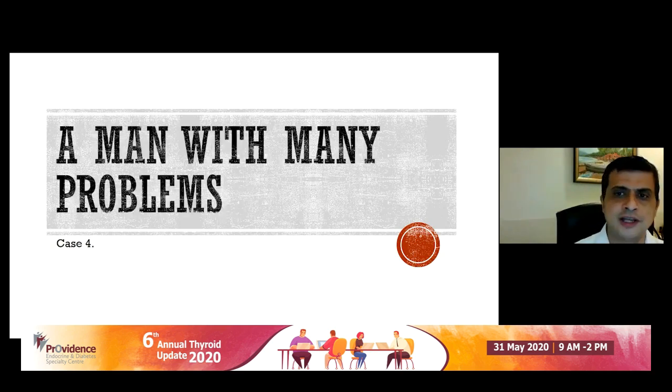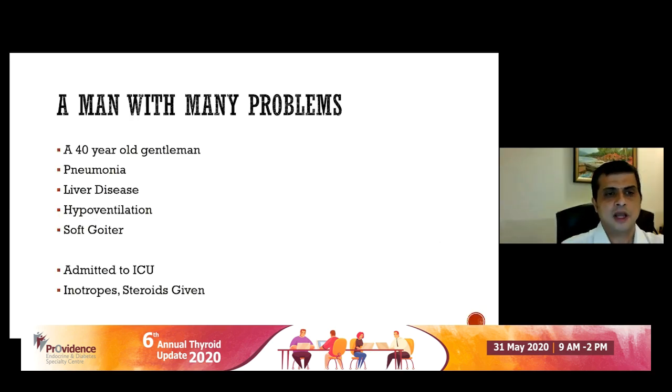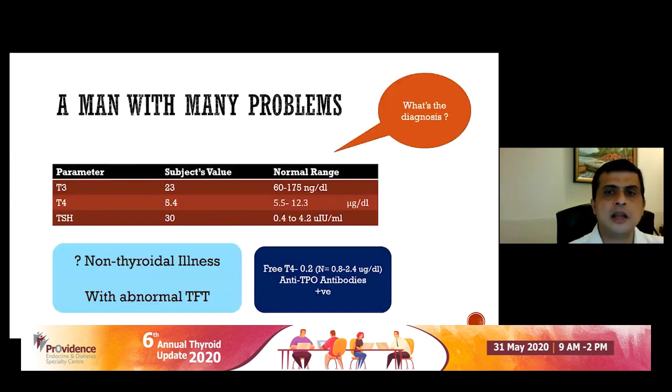That brings me to the fourth case, a man with many problems. This is a 40-year-old gentleman with pneumonia, liver disease, hypoventilation. He's got a soft goiter. He's admitted to ICU. He's been given inotropes and steroids. Now, he's got a T3 of 23, low, T4 of 5.4, low, the TSH is 30. So you get a consultation from the treating doctor as to, is this a non-thyroidal illness?